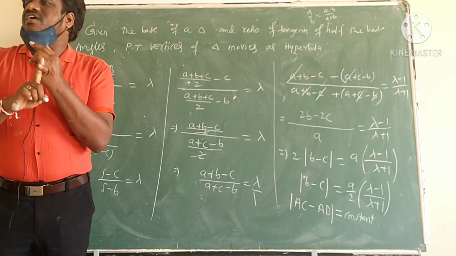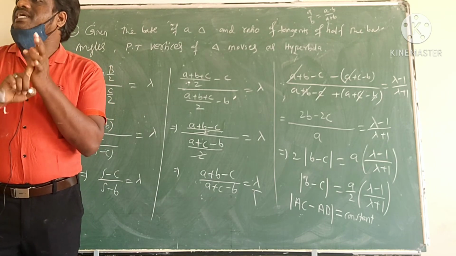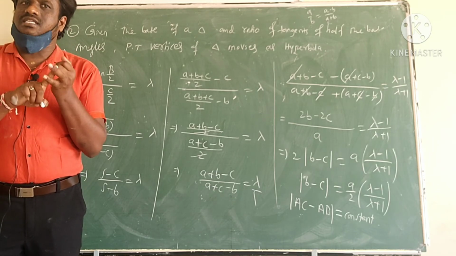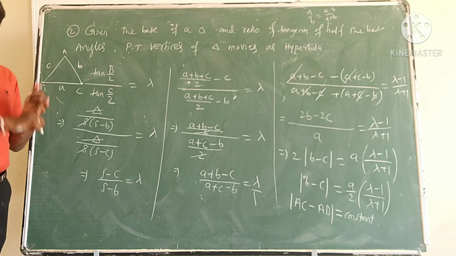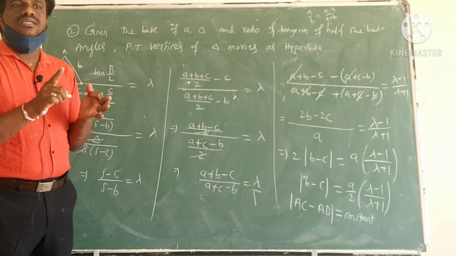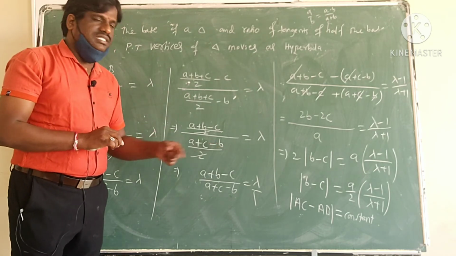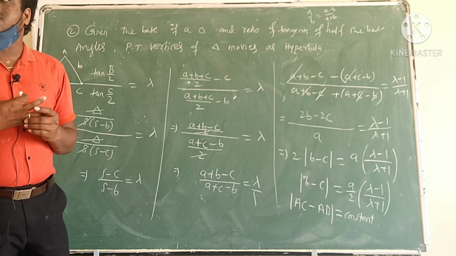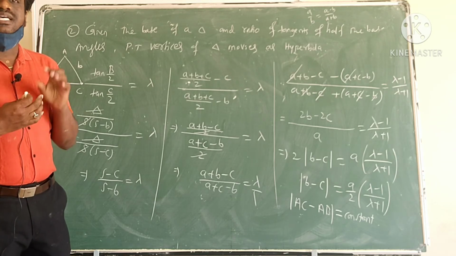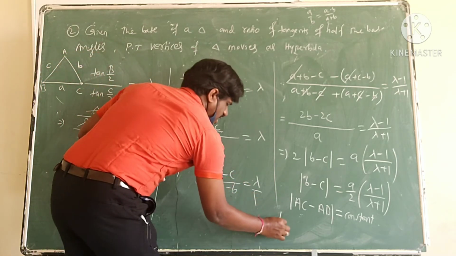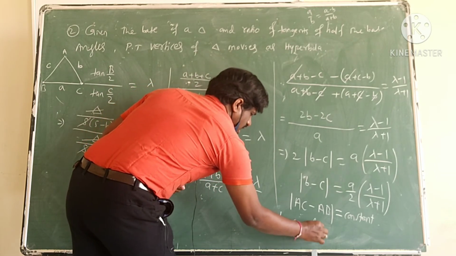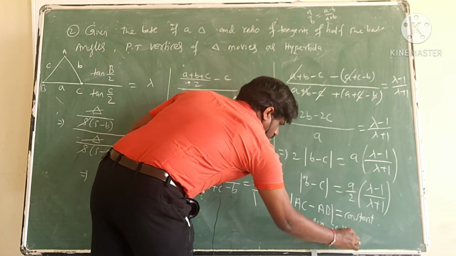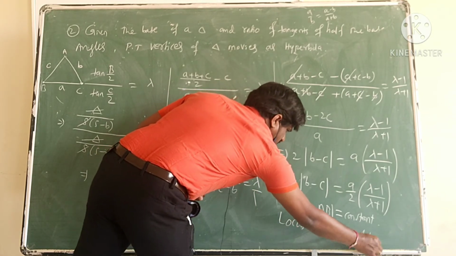See here, PF1 minus PF2 is a constant, then P is the locus. AC minus AB is a constant. Who is the locus? A is the locus. So AC minus AB is a constant. The difference of two things you got constant. It's a hyperbola. So the locus of A is hyperbola.